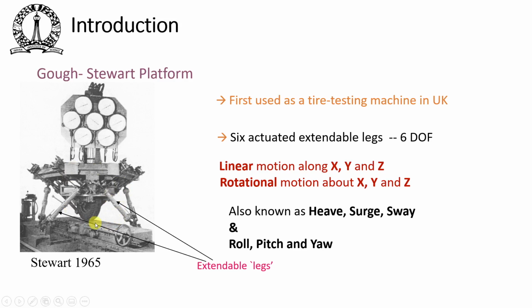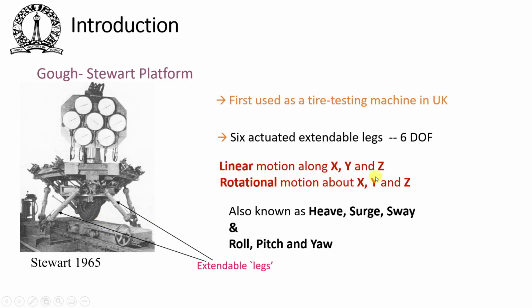So this is the original picture of the tire testing machine by Stewart. So basically we have a top platform, and there is a tire which is mounted here, and then there are these 6 legs which can extend. Okay, so as you extend these 6 legs, this top platform can tilt, do roll, pitch, they can also do linear motion along XYZ axis, and hence this tire can be tested by rubbing, by pressing, by doing various things with some equipment at the floor.